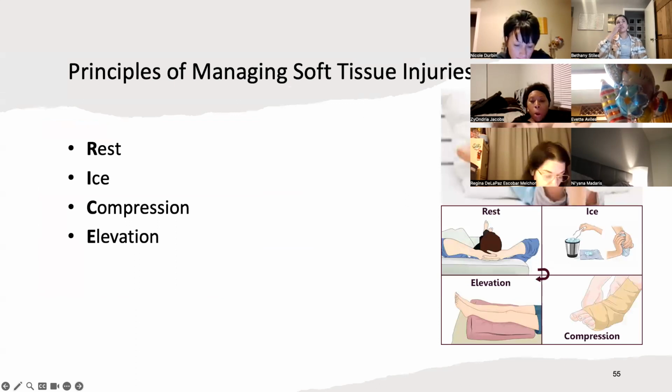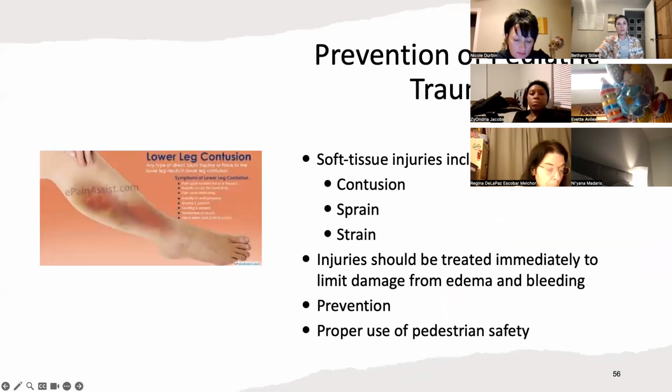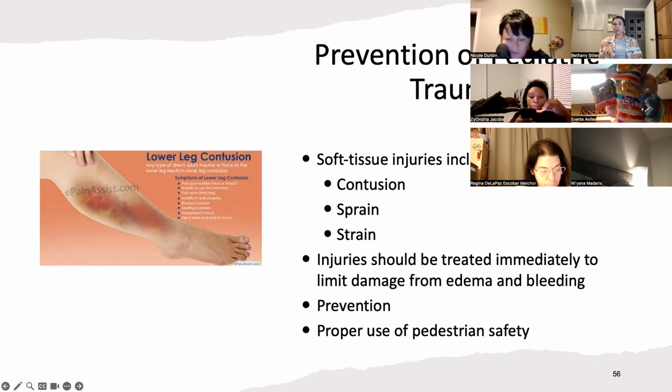So when we're treating those soft tissue injuries, we're going to use the acronym RICE. So rest, ice, compression, and elevation. And that's going to limit our damage from edema and bleeding. So those soft tissue injuries are going to be contusions, sprains, and strains. Our contusions are going to be tearing of our subcutaneous tissue that result in hemorrhage, edema, and pain. So those hematomas or giant bruises, those black and blue marks.